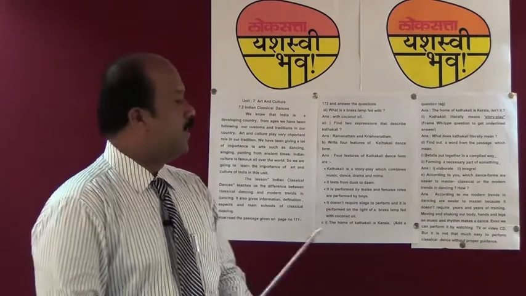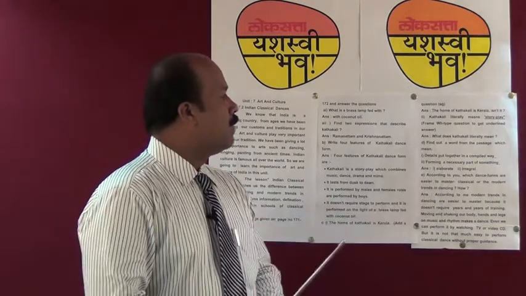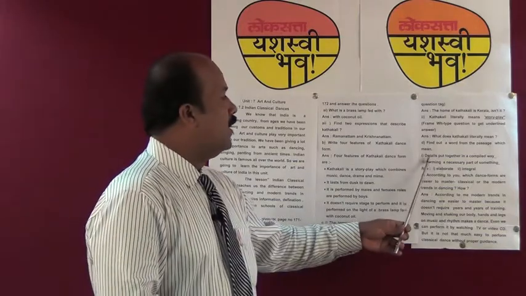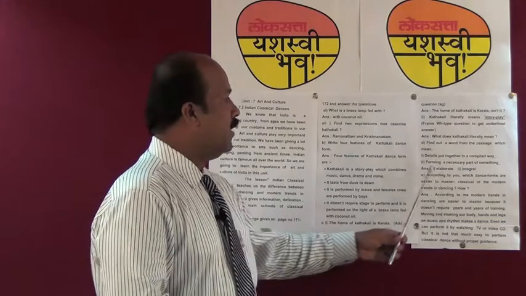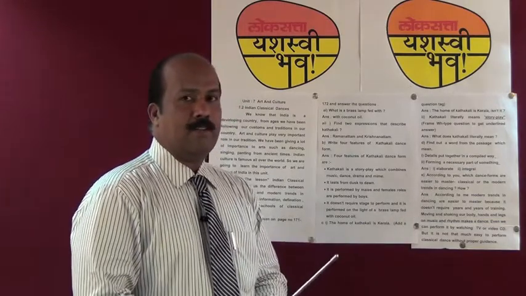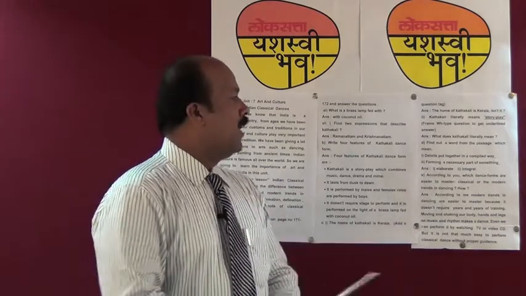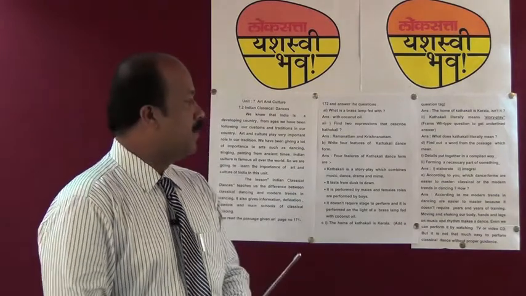Now D question, it is totally based on vocabulary. Find out a word from the passage which means the expressions given there. Number 1, details put together in a complicated way. The answer will be elaborate. Number 2, forming a necessary part of something. The answer will be integral.